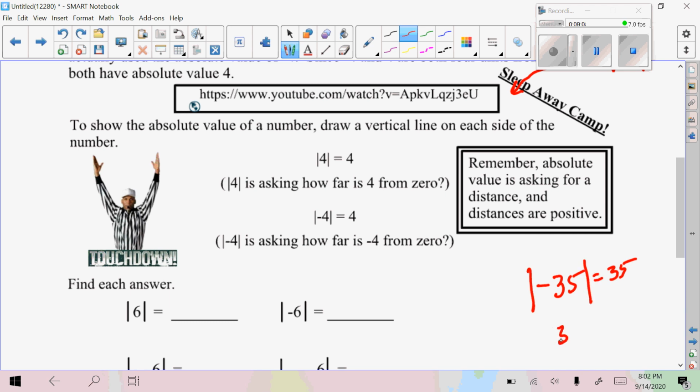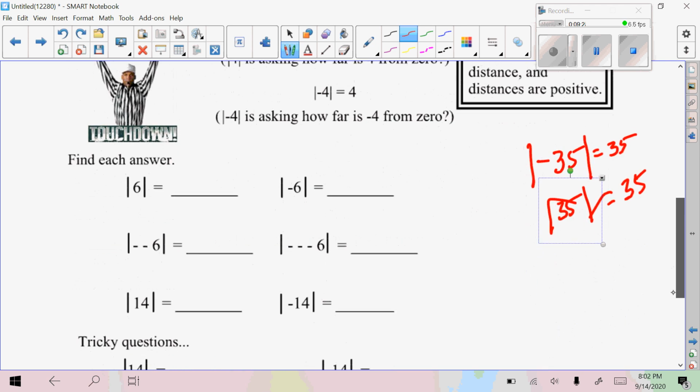Now, if you're 35 feet above the water, and maybe you're diving into the ocean, so how far do you dive to get to the water? Well, that's also 35 feet. It's just in a positive direction. So we can say the absolute value of 35 is also 35.